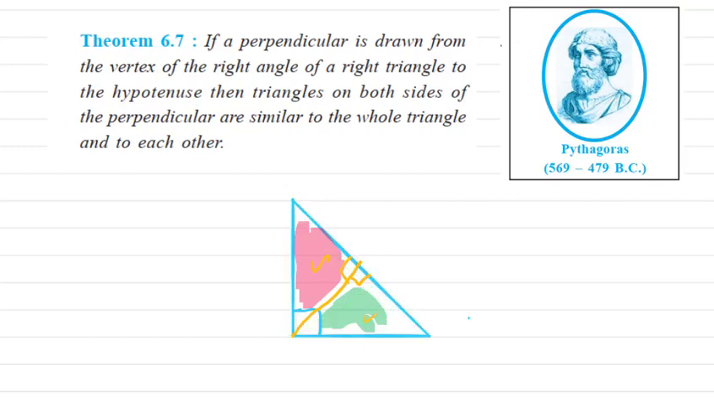This is the theorem. So I hope the statement is clear. If a perpendicular is drawn from the vertex of the right angle of a right angle triangle, then it will divide the triangle in two similar triangles that will be similar to the given triangle. Now let's see how they are similar.